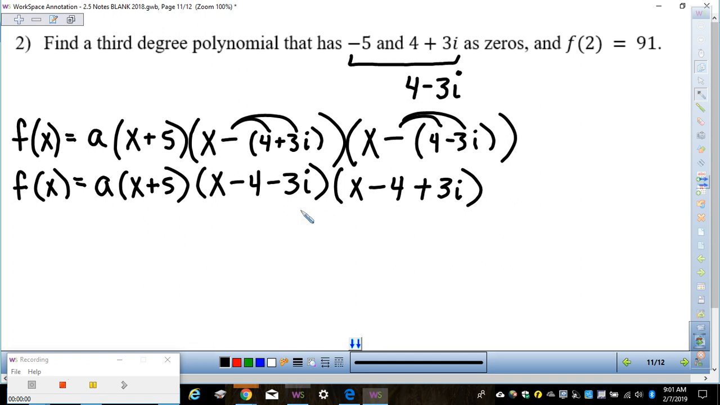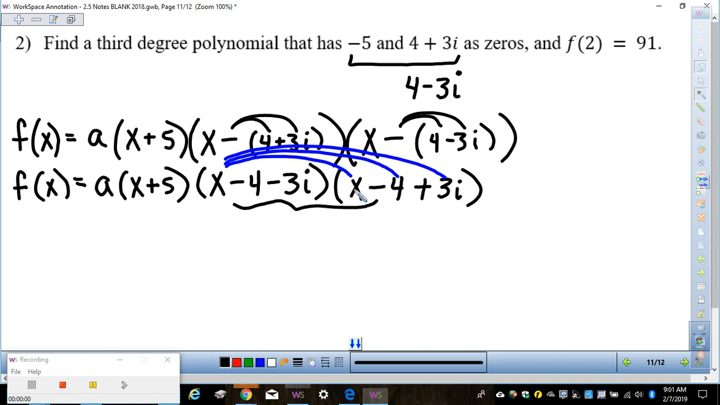Now, just as we did in the last problem, I'm going to encourage you to multiply together the factors involving the imaginary zeros first, because things will cancel together very nicely. Now, it's not a binomial times a binomial, so we're not actually using FOIL. It's a trinomial times a trinomial. And so I think the easiest way to think about this is we're going to do the distributive property 3 times. So we're going to start by distributing the first term, which is x.